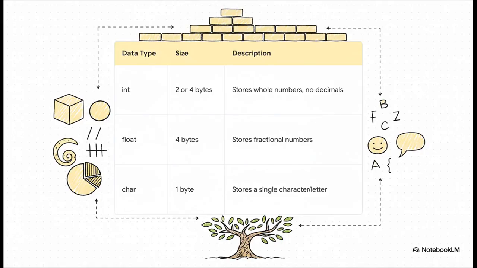And here are some of those really basic building blocks. You've got your int for whole numbers, float for numbers with decimals, and char for single characters. They might look simple, but these are literally the bricks and mortar of programming. Every single complex thing you build, from a social media profile to a video game character, is at its core built from these simple primitive types.